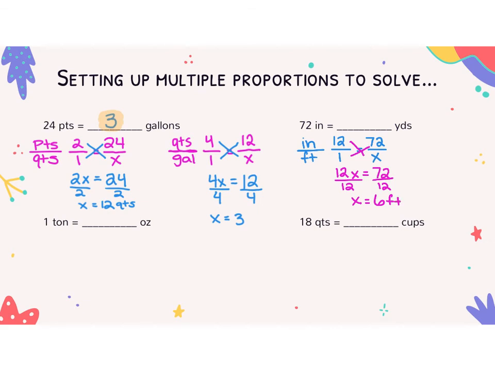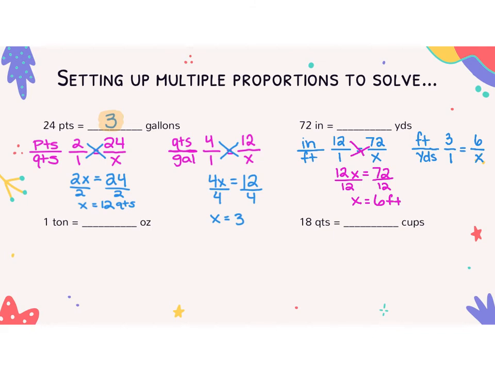So we know it's equal to 6 feet, and then we can convert from feet to yards. So our second unit fraction, we'll have feet in the numerator and yards in the denominator, and then we'll set up our proportion. There are 3 feet in 1 yard. So if we have 6 feet, we can figure out how many yards that is.